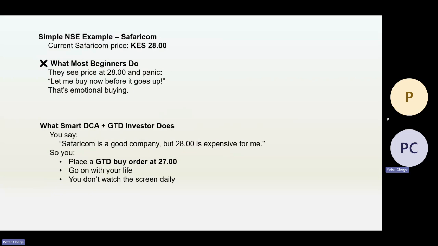Current price 28. What most beginners do, when you see 28, you panic. When you see the prices start going down, you panic. You want to buy immediately. Let me buy before it goes up, because you are panicking. But if you look at the signal, the market may be going down. You have noticed the market is going down. But as a beginner, you think this price is not sustainable, it has to go up. Let me pick right now. But the market is still going down. That is emotional buying.